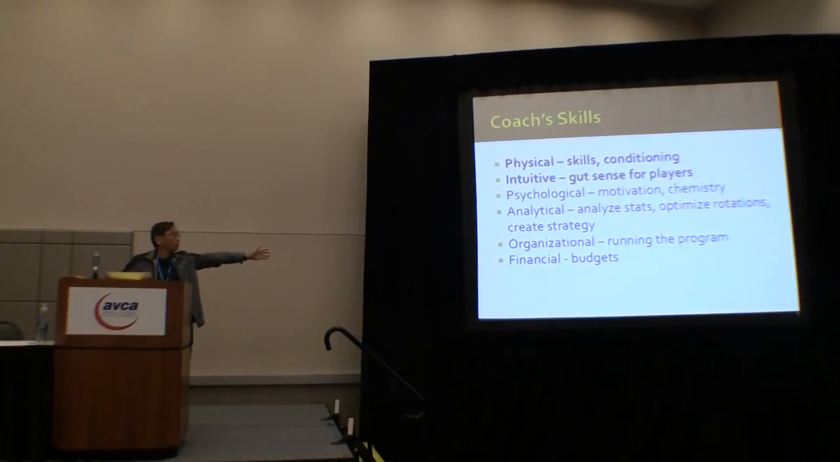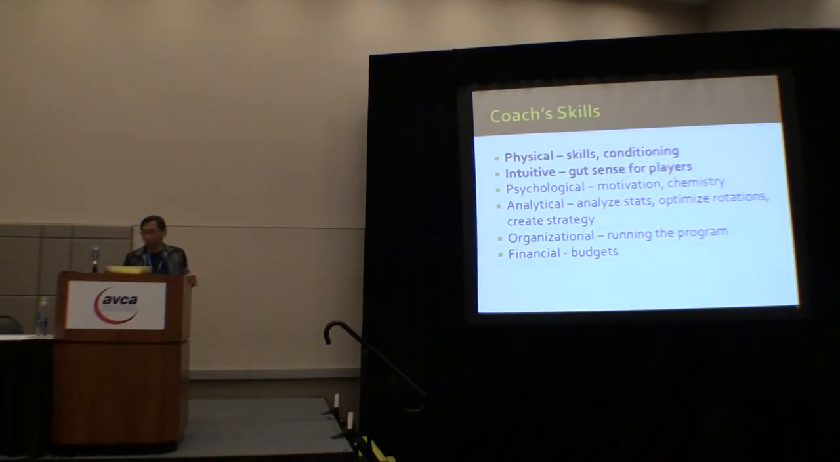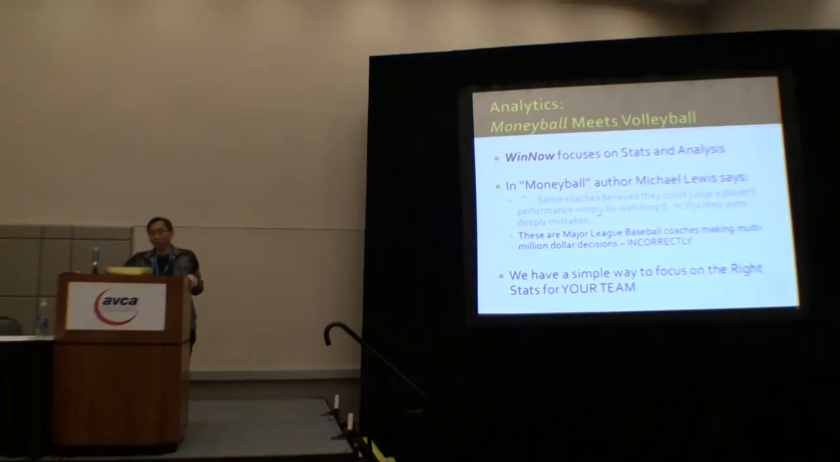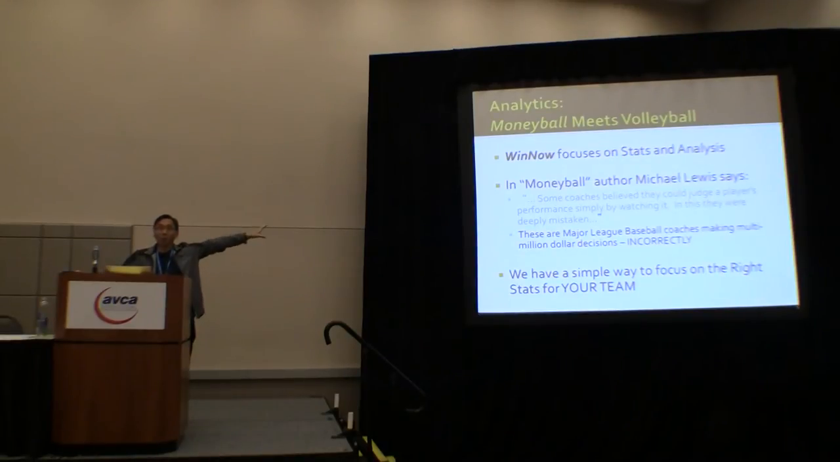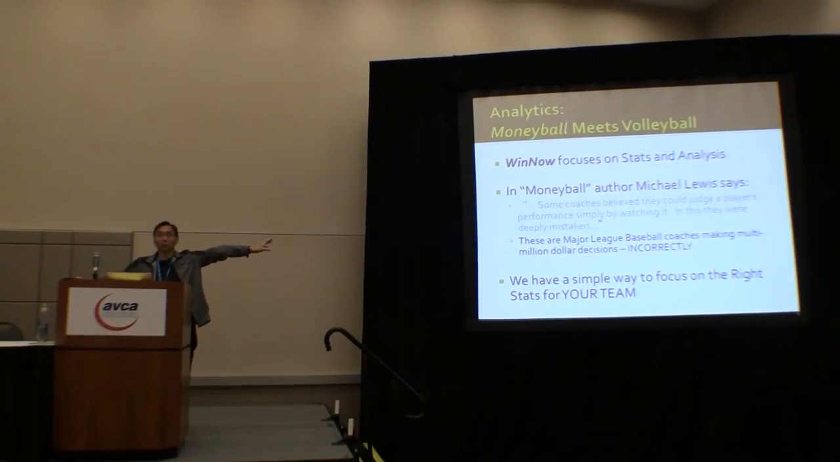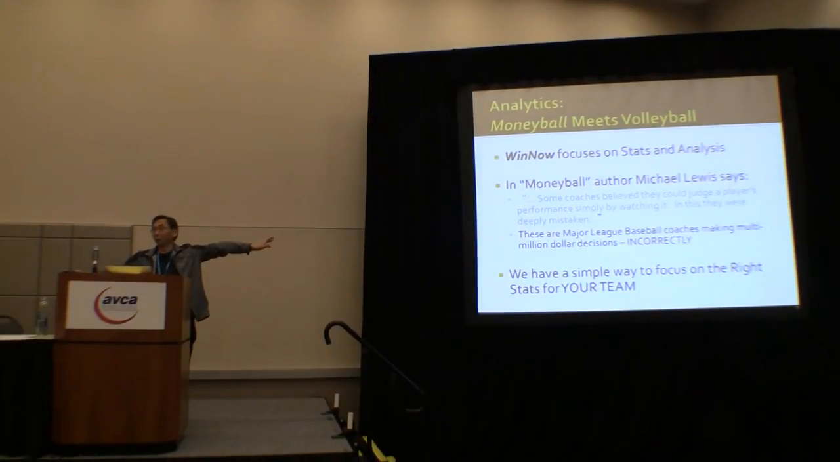So we focus on that analytical part, and it's the Moneyball thing all through, which is Michael Lewis saying some coaches believe they could judge a player's performance simply by watching it. And in this, they were deeply mistaken. Millions of dollars being wasted by getting the wrong player. That's the whole point of that book, because the Oakland A's had a tiny little budget and they had to fight the Yankees, who had like 100 times more money. And they still did pretty good.